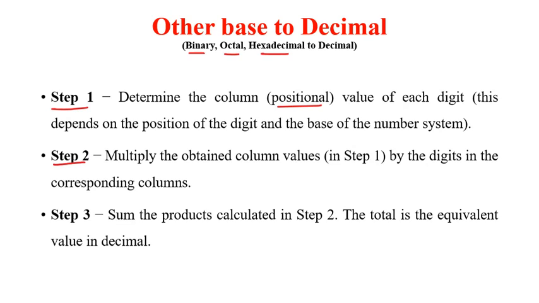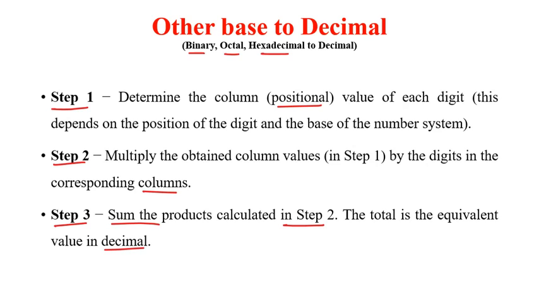In the second step, multiply the obtained positional value, that is nothing but the column value, by the digit corresponding to each column. So the positional value of each digit is multiplied with its corresponding digit. At the third step, all the product terms from the second step are added. Sum the products calculated in step 2. So the total is the equivalent value in decimal.